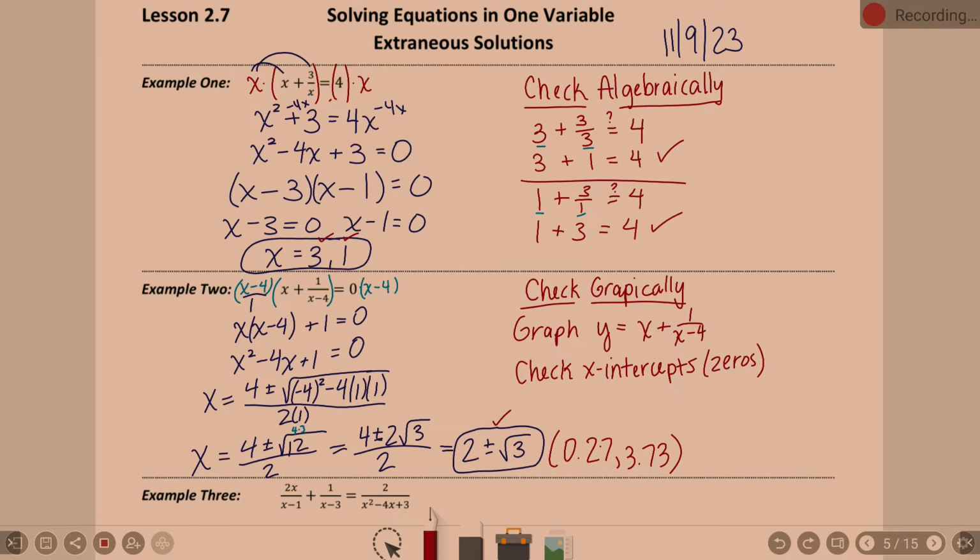Now, if we look at this, what is one answer we know could not have worked in this problem based on the original denominator? 4 couldn't have worked, right? Because 4 would have made my denominator 0. Keep those things in mind because those are going to be the more common issues you'll run into in homework. Okay. Example 3. You ready?